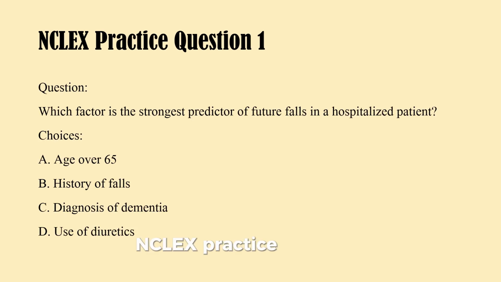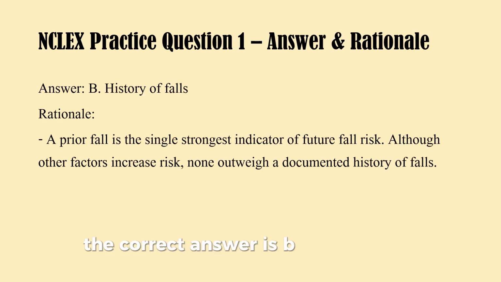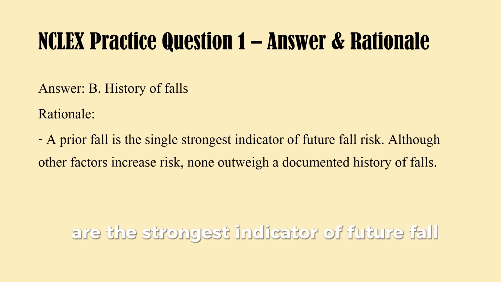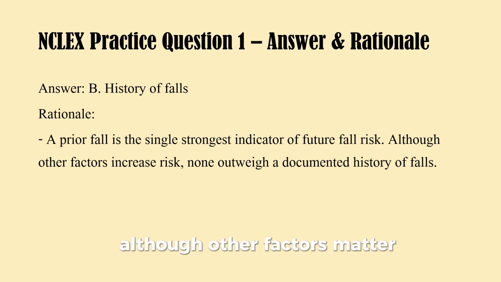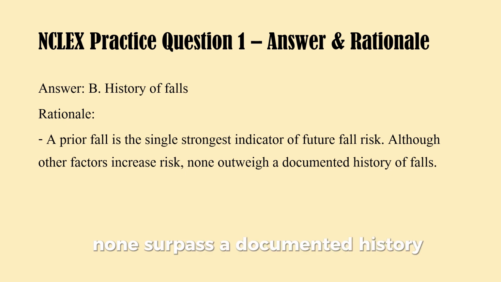NCLEX practice. Question 1. Which factor is the strongest predictor of future falls in a hospitalized patient? A. Age over 65. B. History of falls. C. Diagnosis of dementia. D. Use of diuretics. The correct answer is B. History of falls. Previous falls are the strongest indicator of future fall risk. Although other factors matter, none surpass a documented history.